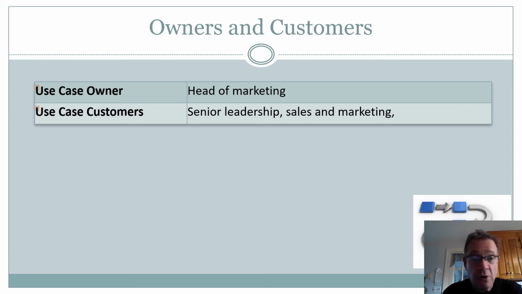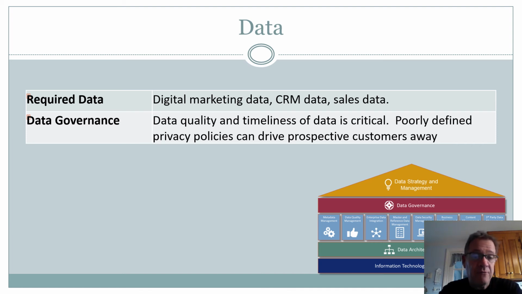Who are your owners and customers? Your owners could be the head of marketing, and also your senior leadership. The CEO and the board would be very interested in all of this. Your customers include your senior leadership, your sales and marketing, perhaps any of your customer service folks, and any of your web design folks, if you're involved in digital marketing. So those would be the kinds of customers that you would have. The data would be digital marketing data out of your customer relationship management or CRM systems, such as Salesforce or Entreport or whatever it might be, and any of your sales data systems.